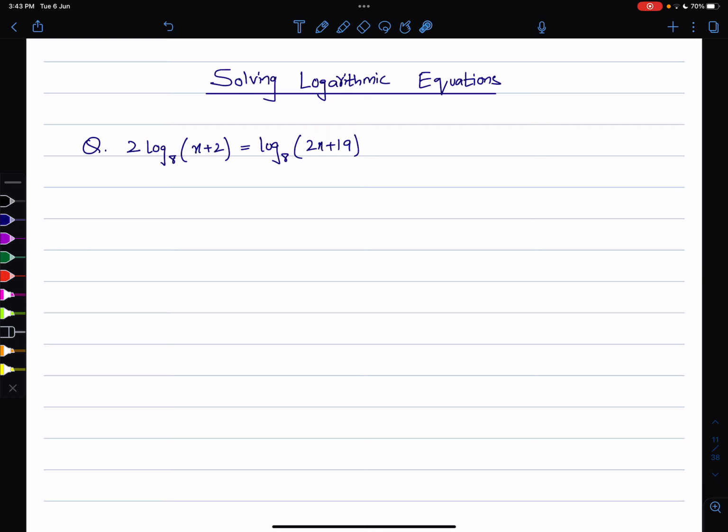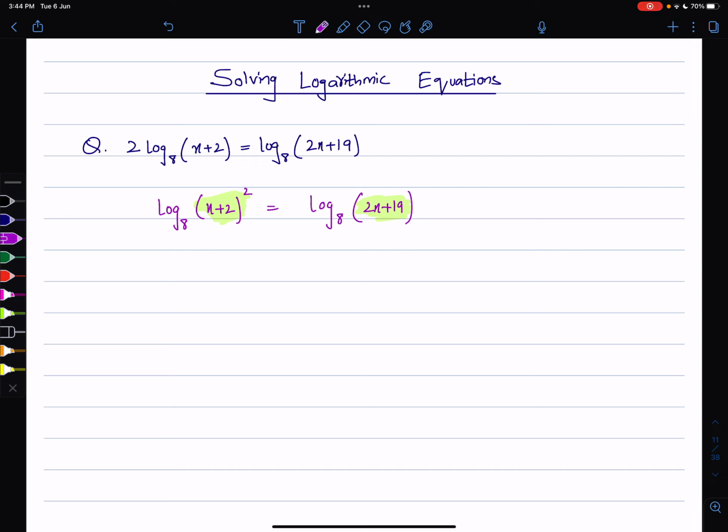The first step that should come to your mind is to take this 2 as a power of x plus 2. So using the power rule, I can express this as log to the base 8 of (x plus 2) squared, which is equal to log to the base 8 of (2x plus 19). Now if we look at the left hand side and the right hand side, log to the base 8 of this value is equal to log to the base 8 of this value, which indicates that the two values, (x plus 2) the whole thing squared and 2x plus 19, must have been equal. That is why their logs have the same value.